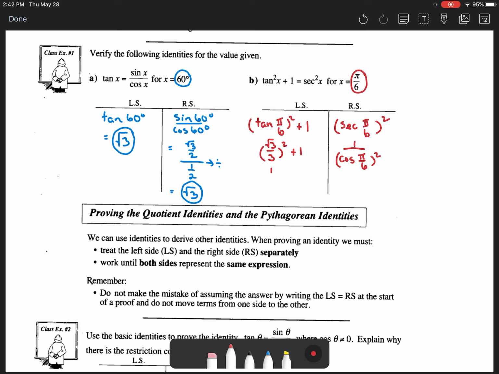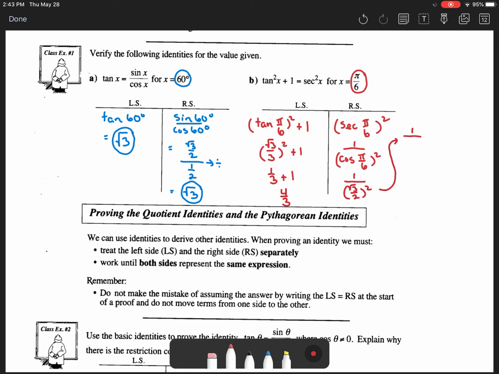So on the left-hand side, root 3 over 3 all squared would give you 3 over 9, which is 1 over 3. And I add 1 to that, so 1 over 3 plus 1, which is equivalent to 3 over 3, gives me a final value of 4 over 3. On the right-hand side, I'm now going to have 1 over, I have to square cos of pi over 6, so that's root 3 over 2, and I have to square it.